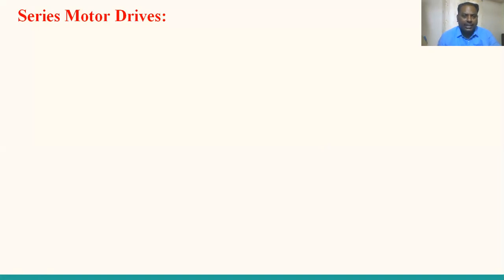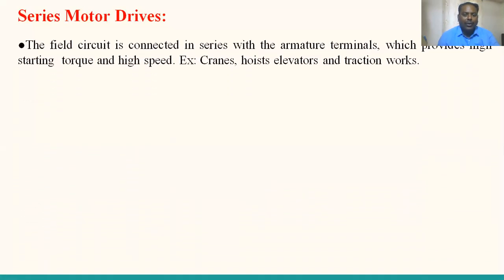Let us see how the basic equations for the series motor, the back EMF equation and speed equation, are changed for the DC series motor. Why is it known as a series motor? Generally, the field circuit is connected in series with the armature terminals. Therefore, it provides high starting torque and high speed.